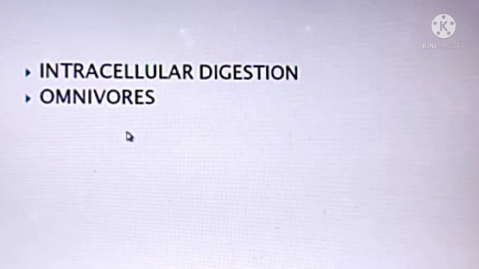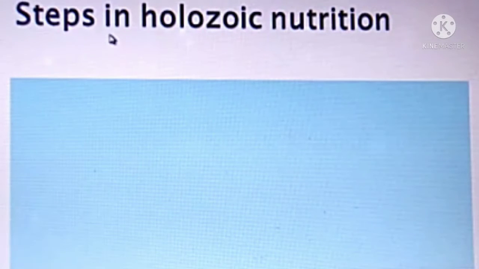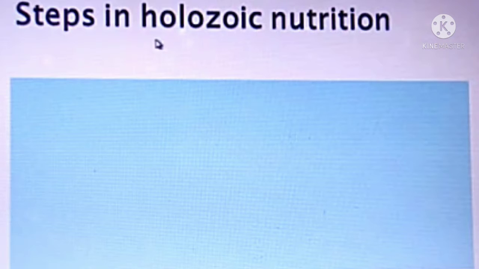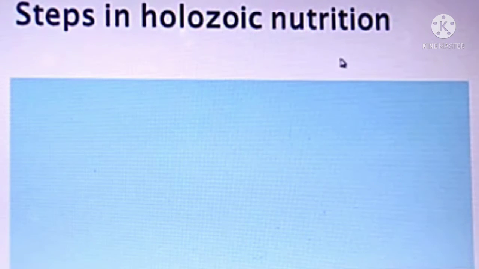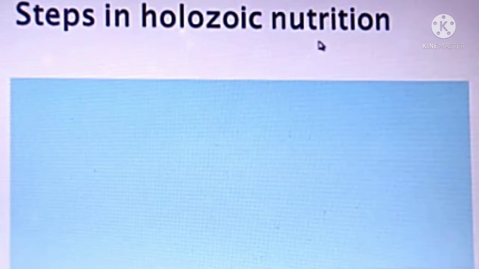So they are omnivorous. Next, we are moving to the steps in holozoic nutrition. Already we studied about holozoic nutrition. What do you mean by holozoic nutrition? It is a type of heterotrophic nutrition which involves intake of solid pieces of food. So in holozoic nutrition, the heterotrophs are intaking solid pieces of food. That type of nutrition we call holozoic nutrition.